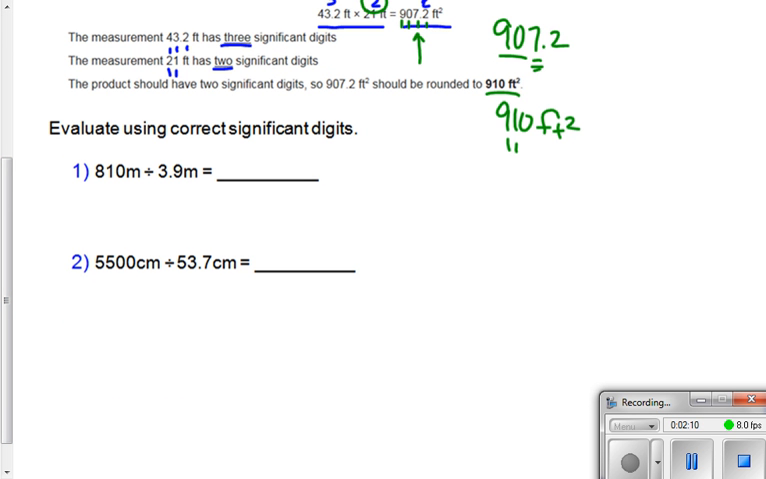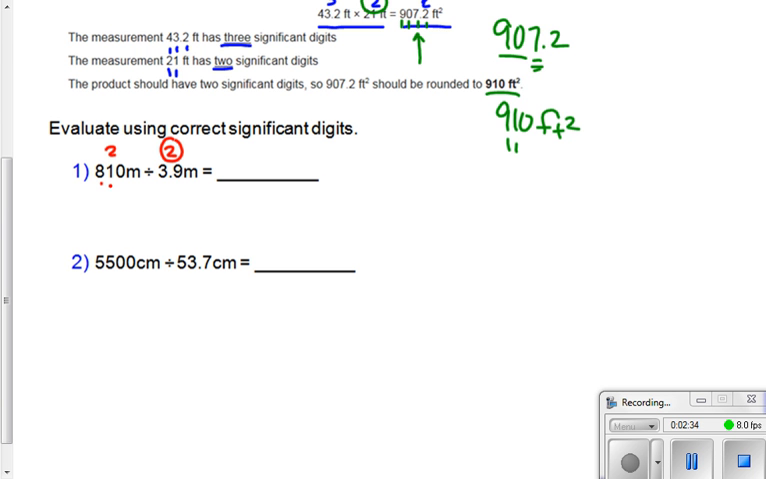So down in example 1 here, notice we do have physical measurements with meters again. Maybe go ahead and put your significant digits above each of the given numbers. 810 would have 2 significant digits, and 3.9 would have 2 significant digits. So the least amount obviously would be 2 here. They both actually have 2 significant digits. So we would need to round to 2.